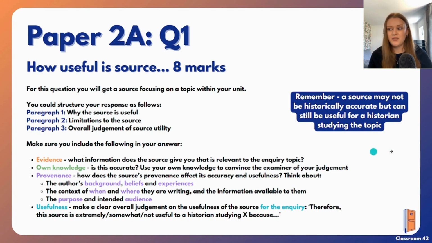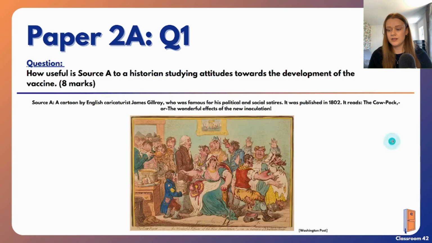Okay, so let's have a look at an example question and answer for this. Here we are. So in this video, I'll just be focusing on the Britain, Health and the People topic, but all of the exam technique will cross over with whichever topic you are studying. Okay, so for question 1, we've got, how useful is source A to a historian studying attitudes towards the development of the vaccine?